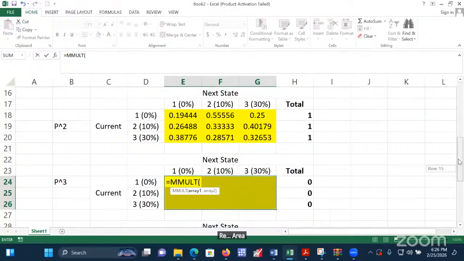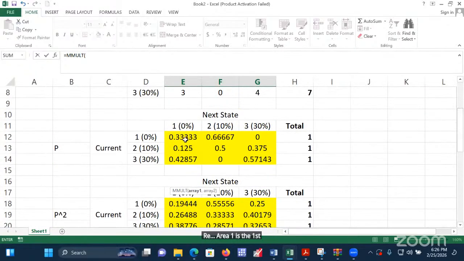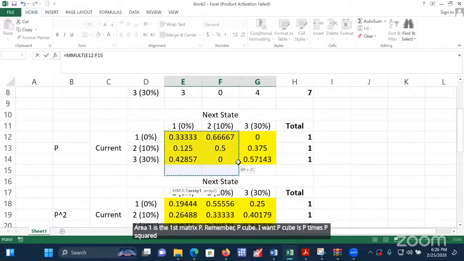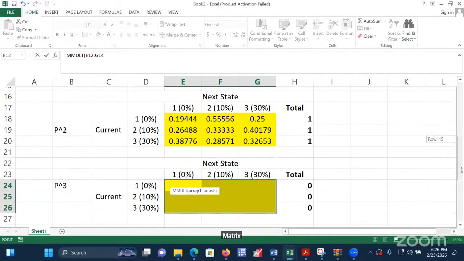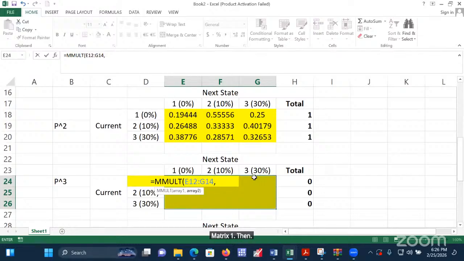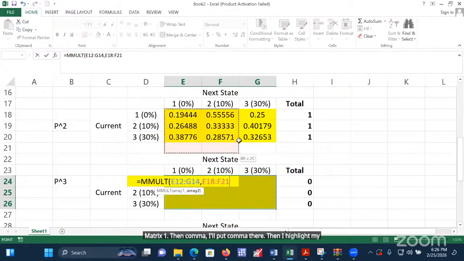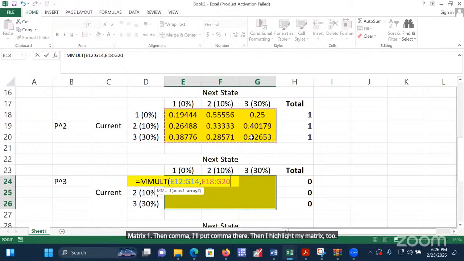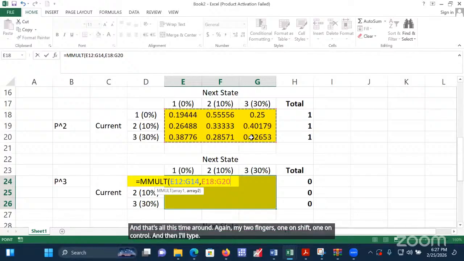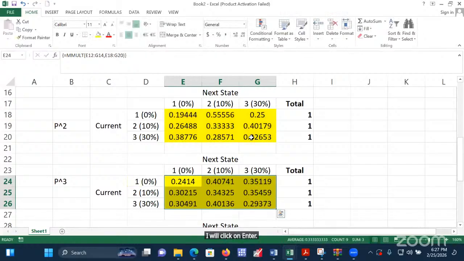Array 1 is the first matrix P. Remember, I want P cube, which is P times P squared. So I will highlight my matrix 1, then I'll put a comma there, then I highlight my matrix 2. And that's all. This time around, again, my 2 fingers, one on shift, one on control, and then I'll click on enter, and then I have the result. So this is after 2 years, after 3 years.